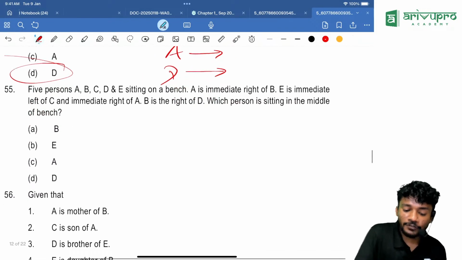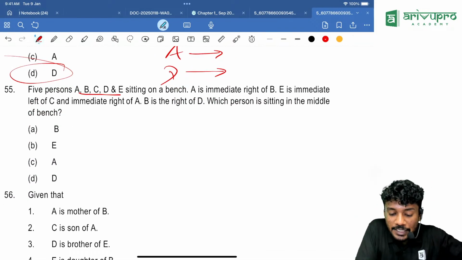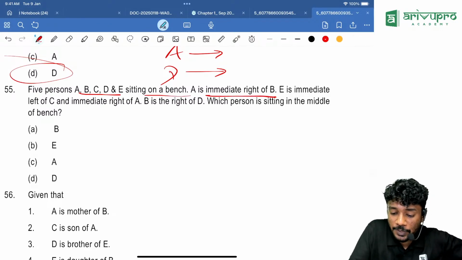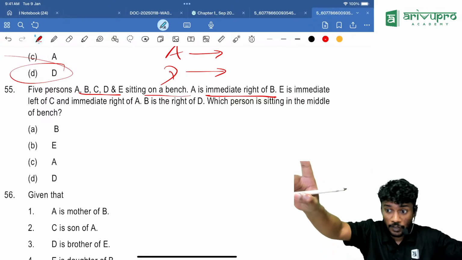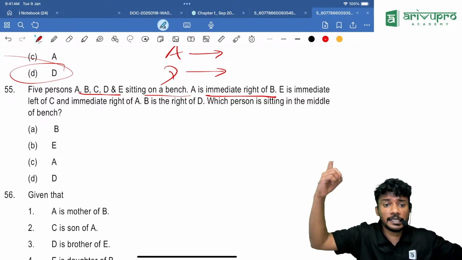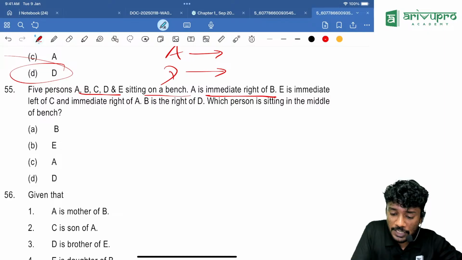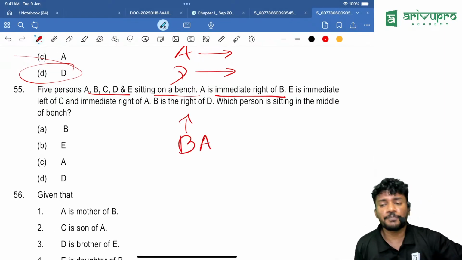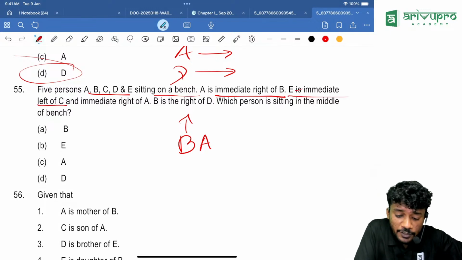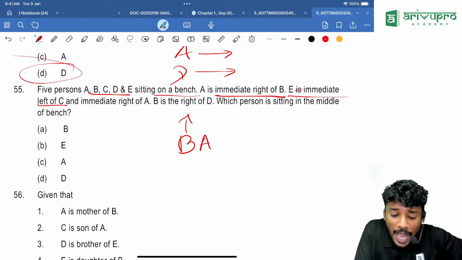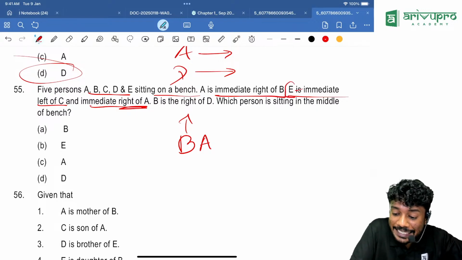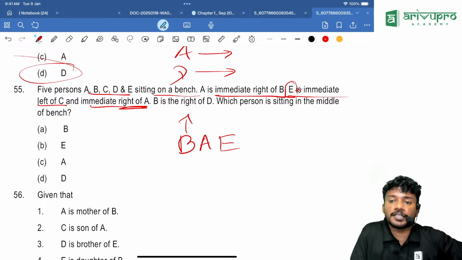Can we do the 55th question? A, B, C, D, E are sitting on a bench. A is immediate right of B. Is any direction given? No direction. We are automatically taking it as north. That means A is sitting immediate right of B. Immediate right, correct? E is immediate left of C, and immediate right of A. Who is sitting immediate right of A? E is sitting immediate right of A.